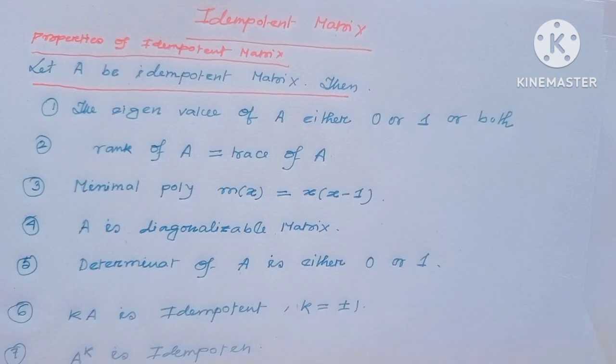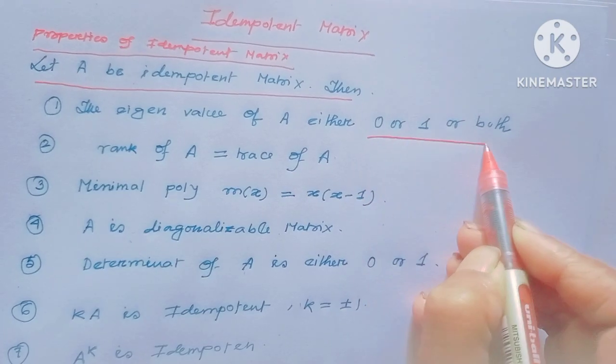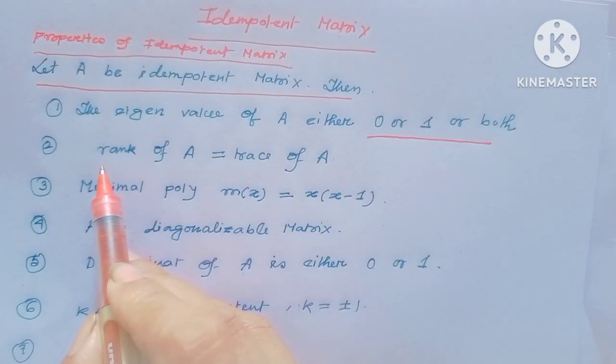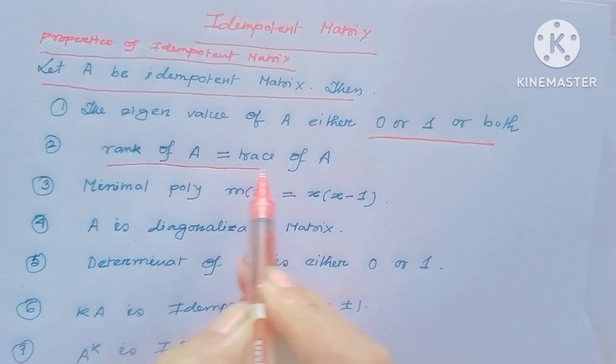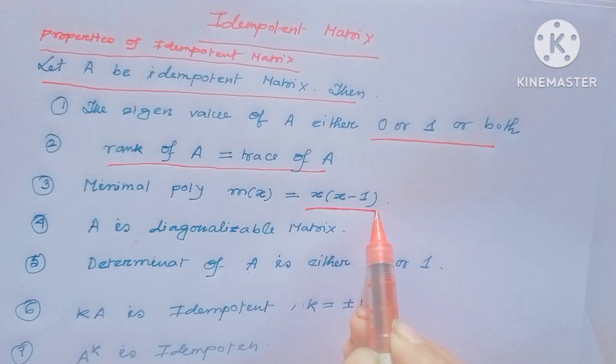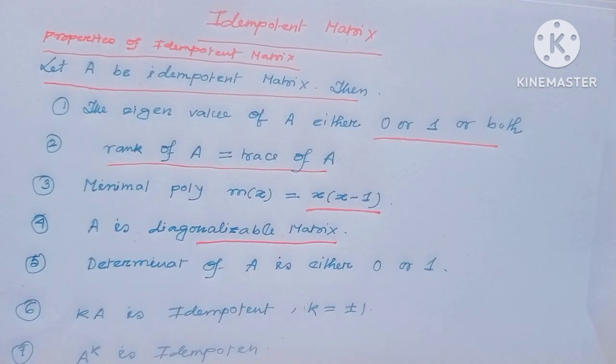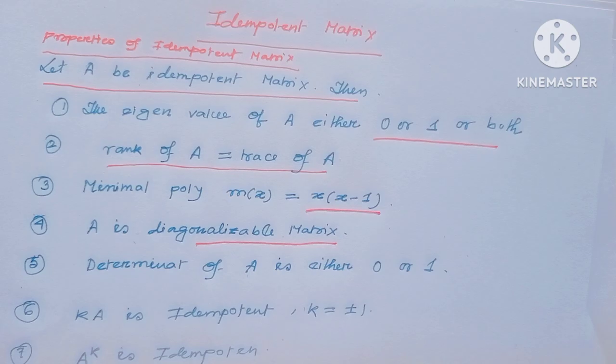First, the eigenvalues of an idempotent matrix are 0, 1, or both. The rank of an idempotent matrix is always equal to its trace. The minimal polynomial of an idempotent matrix is x(x minus 1). An idempotent matrix is always diagonalizable. The determinant of an idempotent matrix is either 0 or 1, because the eigenvalues are 0, 1, or both.